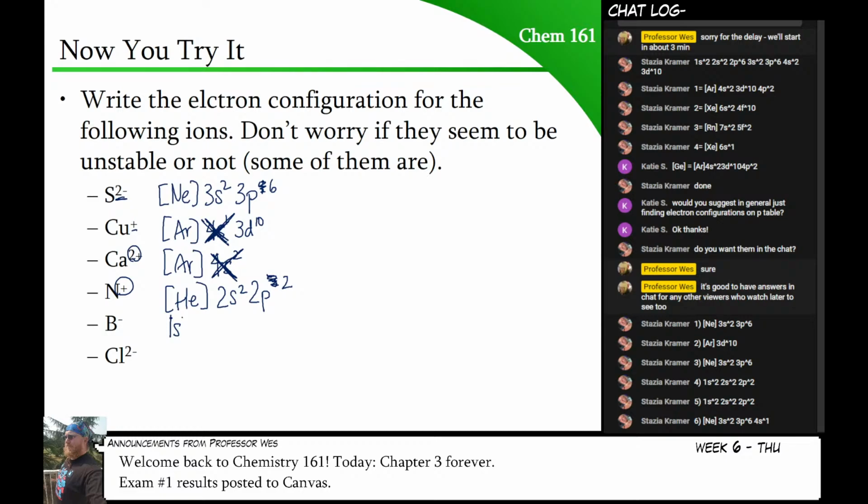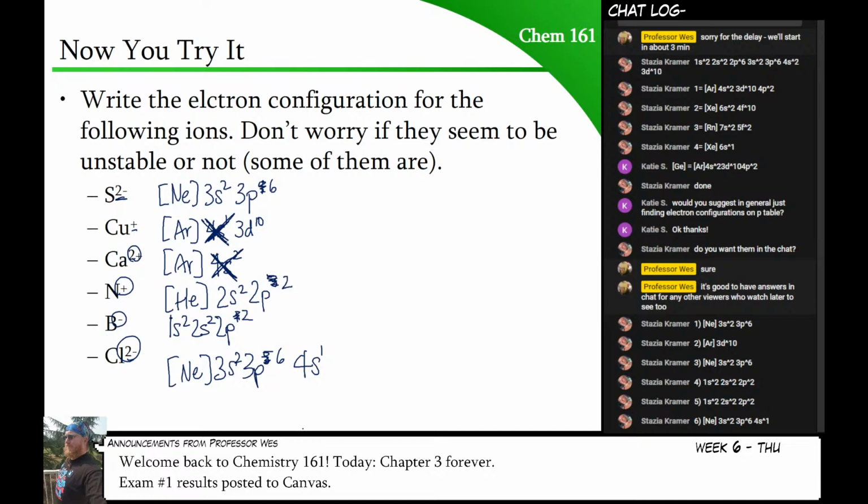Boron, we'll just write it the regular way. So there's boron. I'm going to make it minus, so I'm going to add an electron. There we go. And then for Cl2 minus, we'll go neon 3s2 3p5. I need to add 2 electrons to it, so I'm going to add 1 here. It can't hold 2. It can only go up to 3p6. And I had to add this in too. And there you go.